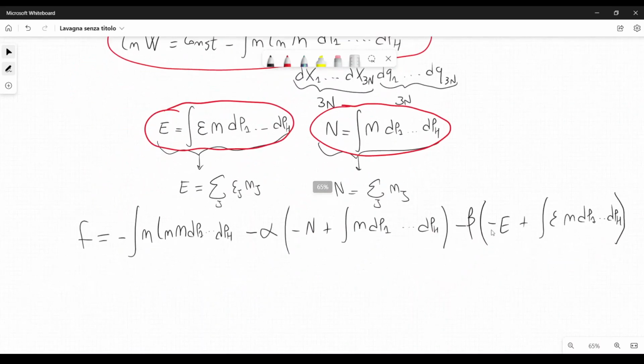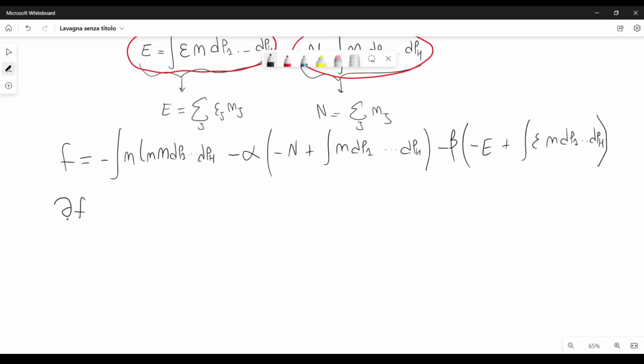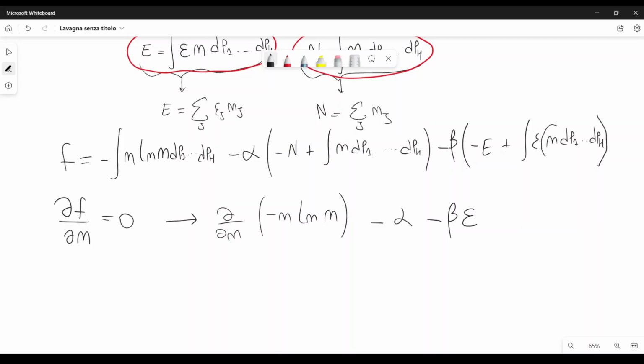Now what we have to do is we have to consider the derivative of f with respect to n and set it equal to 0. So we have derivative with respect to n of minus n log n. This is a constant term, and then we have minus alpha, derivative of n with respect to n, which is 1. Then we have minus beta epsilon, because we have to take the derivative of n with respect to n here. And we have to set this equal to 0, like this. And what we have is minus log n, then we get minus 1 minus alpha minus beta epsilon equal to 0, like this. From here we get n equal to e to the minus 1 minus alpha minus beta epsilon.